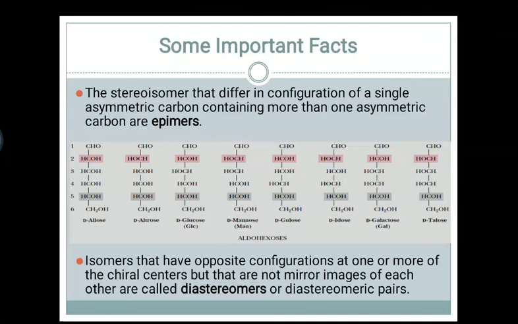Isomers that have opposite configurations at one or more of the chiral centers but that are not mirror images of each other are called diastereomers or diastereomeric pairs. The example is D-glucose and D-mannose.